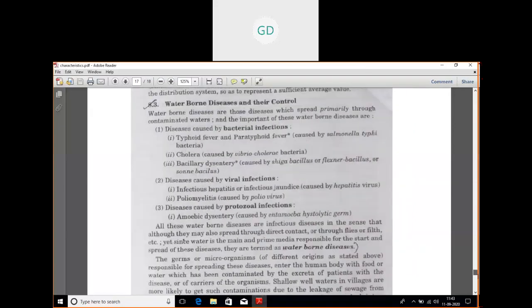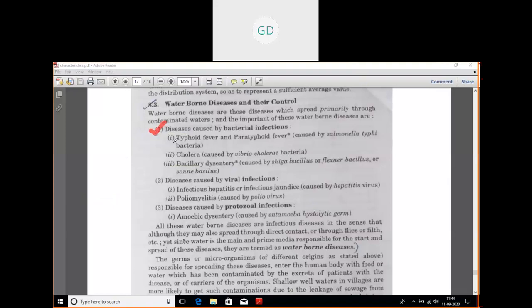Next is your waterborne diseases and control. This one is also a very simple one. Everyone knows what the diseases caused by water are. So let us see the names. What are the diseases? Number one is diseases caused by bacterial infections.